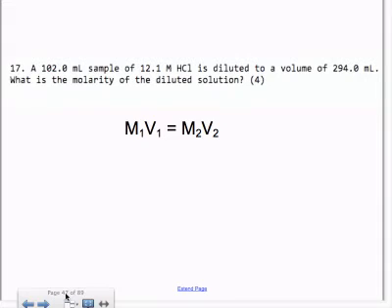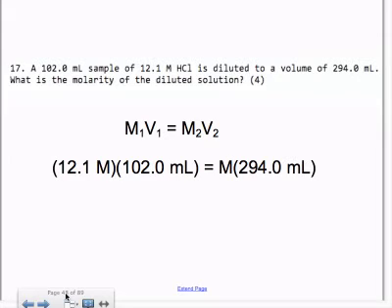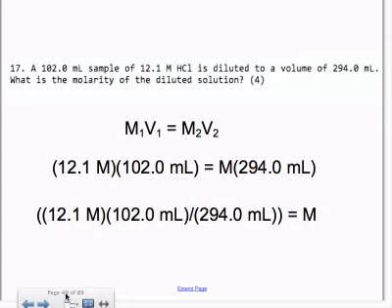Well, the way to figure this out is that the starting molarity times the starting volume is equal to the final molarity times the final volume, and we've got M1V1, and then we've got the final volume, which is V2. So we need to find that M, the missing molarity, the final molarity. So 12.1 times 102 equals final molarity times 294. Divide that out, and we find that the molarity is 4.2.